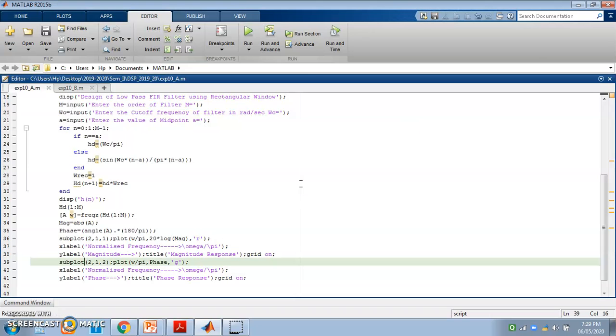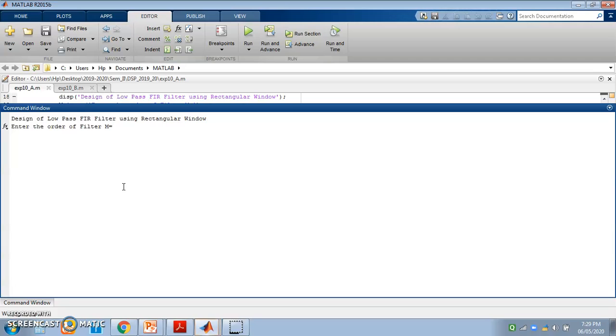the MATLAB will ask us to enter the parameters. MATLAB is prompting me to enter the parameters. The order of filter is, let us say, 5. Then the cutoff frequency in this case is pi by 4, so enter pi by 4. Then it is asking me to enter the midpoint alpha, which is equal to capital M minus 1 divided by 2. So it will be 5 minus 1, 4 divided by 2. So it is 2.